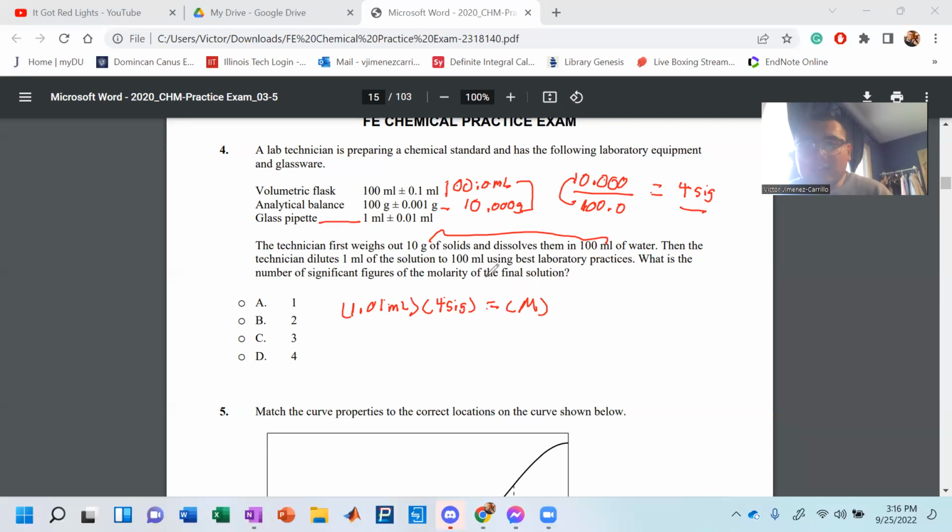And he then dilutes the 1 mil of solution to 100 mils using the best laboratory practice. Well, if you're going to dilute it to 100 mils, you're going to have another volumetric flask as to what you're going to dilute it to that line. And that flask is, again, 100.1. With that being said, if you divide the 100.1, because you're solving for M, you're going to get a total of 1.001, 4 sig figs, a number with 4 significant figures.